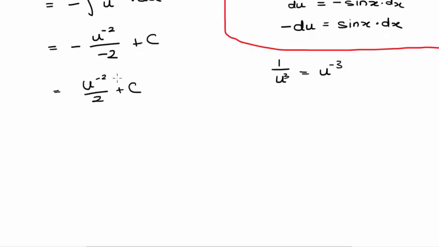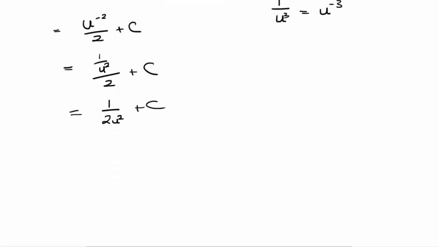And of course, when we have u to the power of a negative index or negative exponent, we can change that back into the normal fraction form with a positive index. So u to the power of negative 2 is the same as 1 on u squared, and that's being divided by 2, and then plus c. This is really the same because we're dividing a fraction by a number, so we can carry the number into the denominator of the fraction. That becomes 1 on 2 times u squared plus c.